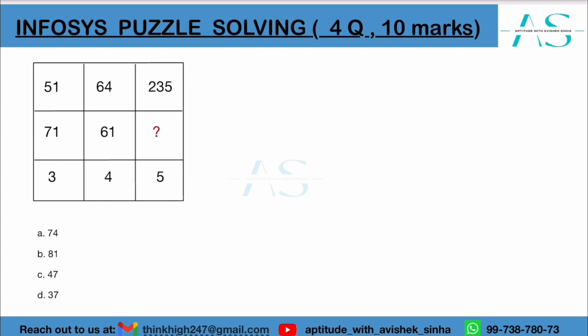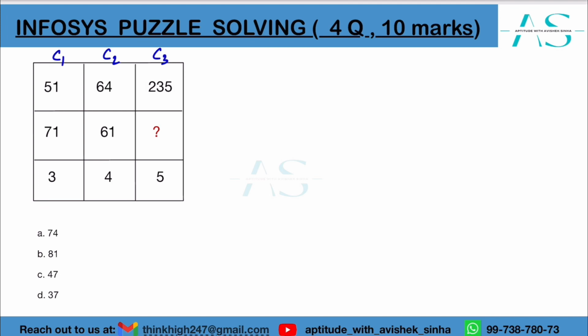Next one, what do we have? 51, 64, 235, 71, 61, and then we have 3, 4, and 5. These are lower elements. These are high value elements. What can be done here? Can we add these two and get to 235? No. 3 plus 4, 9. No. 71. Okay, if I try and move column wise.